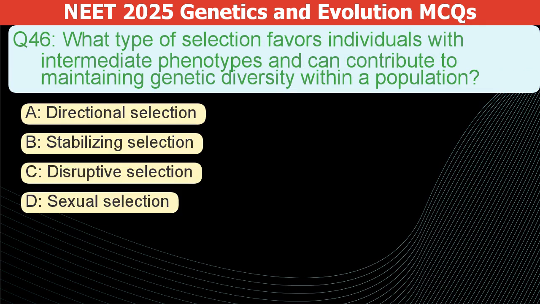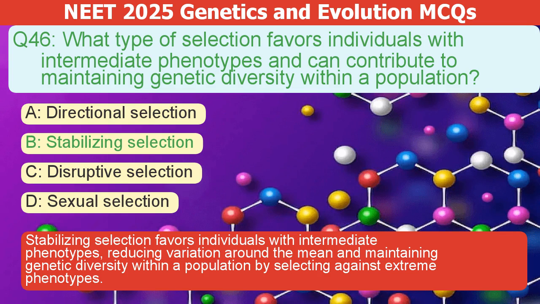What type of selection favors individuals with intermediate phenotypes and can contribute to maintaining genetic diversity within a population? A. Directional selection. B. Stabilizing selection. C. Disruptive selection. D. Sexual selection. The correct answer is B. Stabilizing selection favors individuals with intermediate phenotypes, reducing variation around the mean, and maintaining genetic diversity within a population by selecting against extreme phenotypes.